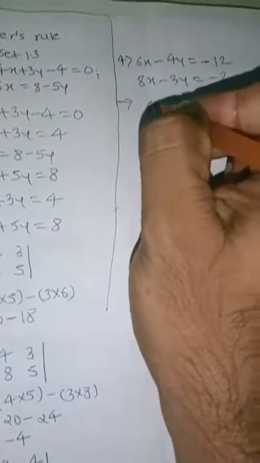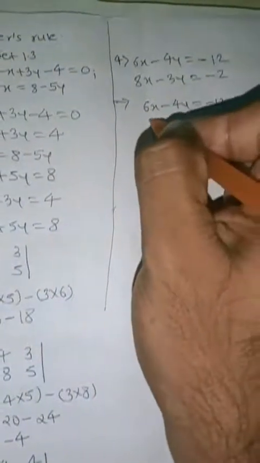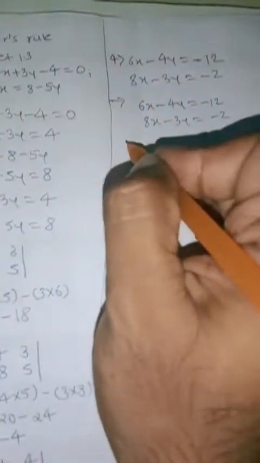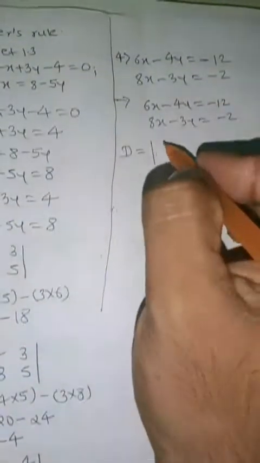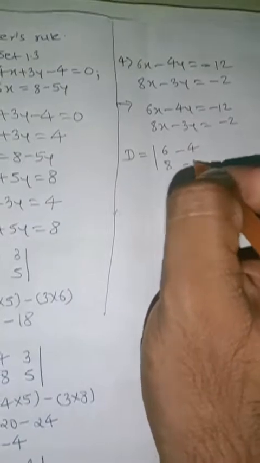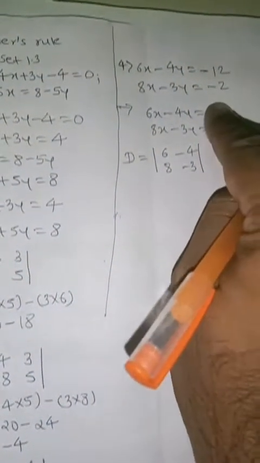You write this: 6x minus 4y is equal to minus 12, and 8x minus 3y is equal to minus 2. Here we first write down the value of determinant D. We know how to calculate this. 6, 8 and minus 4, minus 3. We have to put the finger here and write the coefficients of x and y.